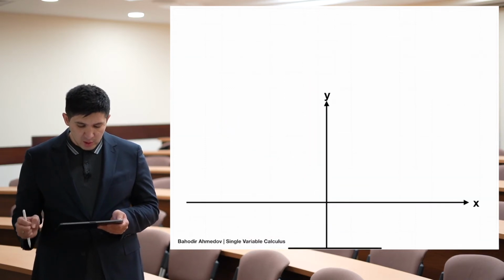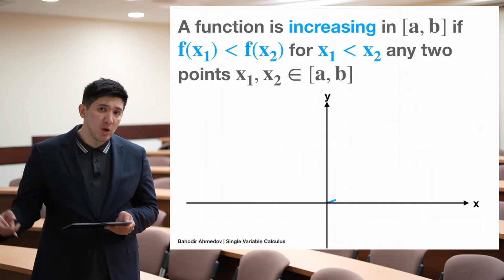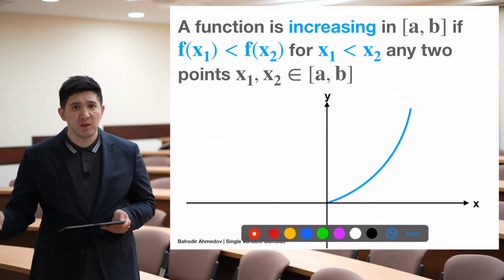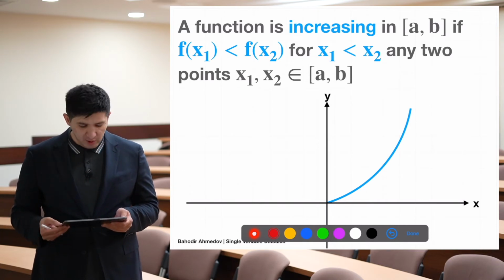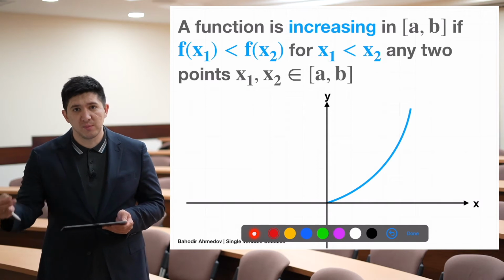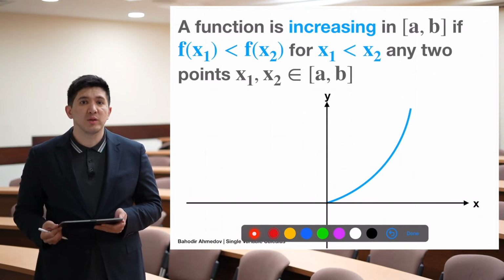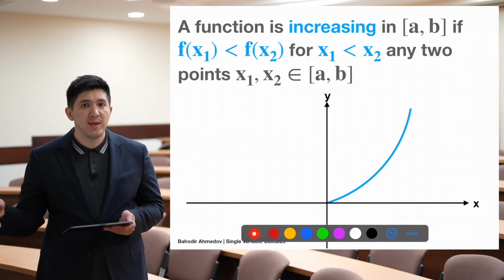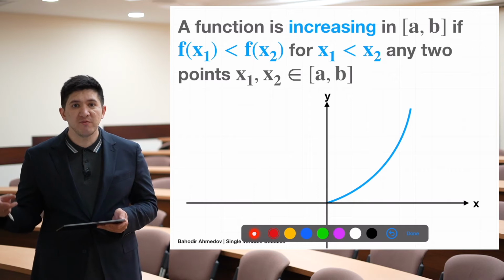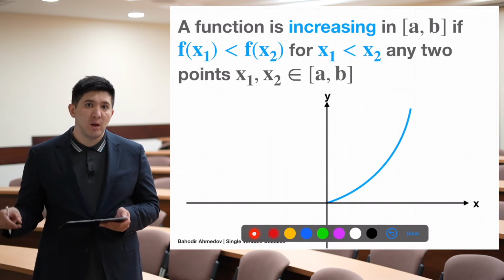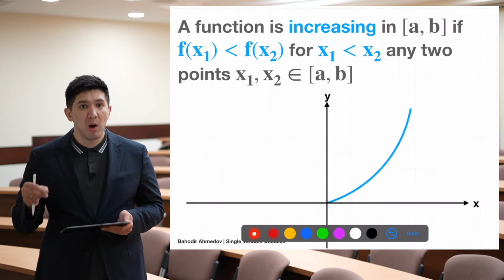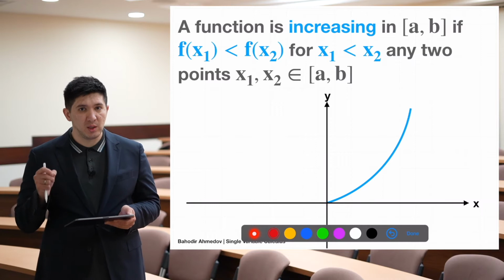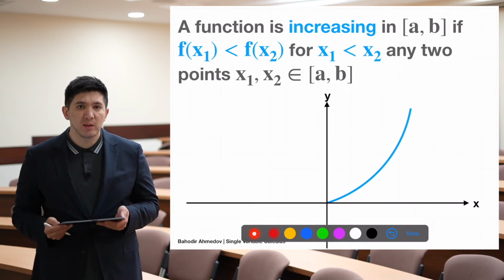So what I want to do is use the slopes of the tangent lines in order to identify the increasing and decreasing regions of functions. But first, I would like to define what an increasing function or a decreasing function actually means. The function is called increasing in some region A and B if for any two values on the x-axis, x1 and x2, so that x1 is smaller than x2, the values of the function are also in the same order. So f of x1 is smaller than f of x2.